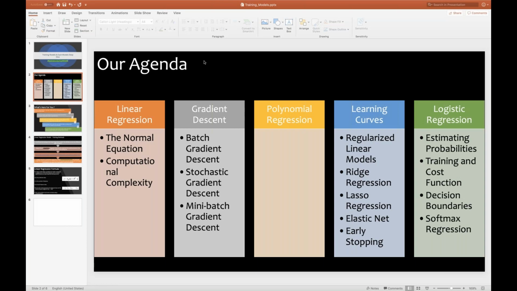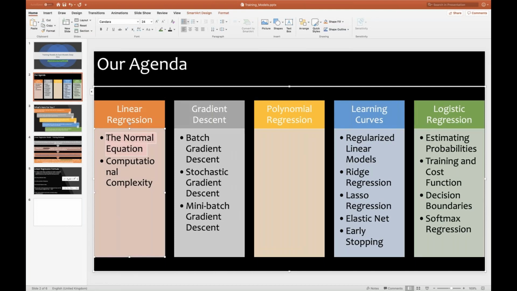Now, logistic regression. In logistic regression, you will be estimating the probabilities. You will be talking about training and cost functions. Again, you have your normal equation here. This normal equation in linear regression, why you are using it, and the training and cost function is the same as the cost function you used in linear regression.